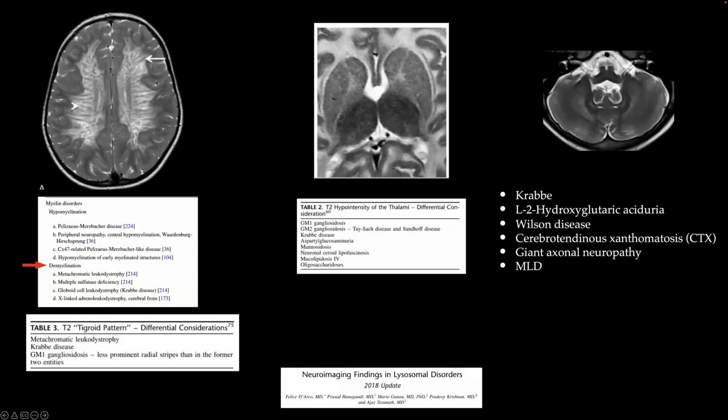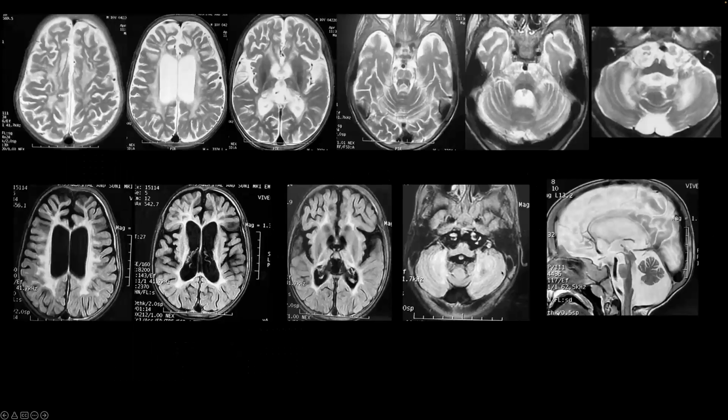And then the pattern of white matter changes corresponds to the demyelinating pattern of leukodystrophies that can be seen in these disorders. And the hypointense thalami are usually seen in the storage disorders, such as the lysosomal storage disorders. The cerebellar white matter changes can also be seen in storage disorders such as Krabbe's disease and other inborn errors such as Wilson's disease, and also in MLD. So based on the imaging pattern, I would think of lysosomal storage disorder, MLD as the first differential, and also evaluate for other storage disorders.